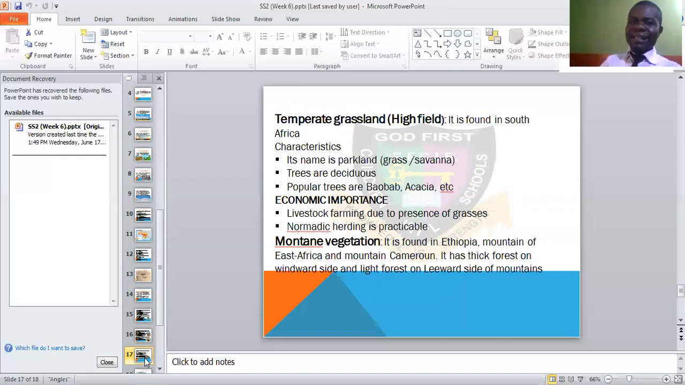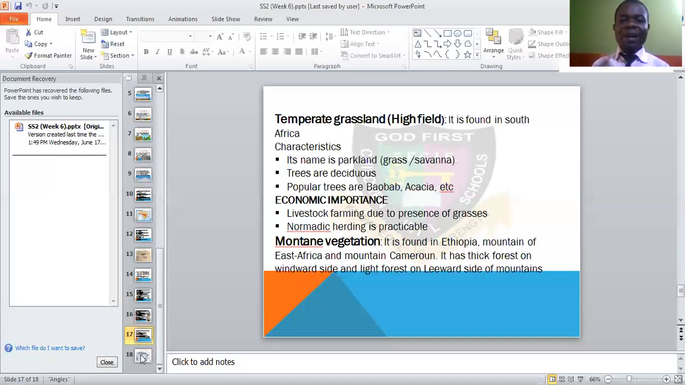The last one is the montane vegetation. Montane vegetation is found in Ethiopia, the mountains of East Africa, Mount Cameroon, and so many others. This one is associated with mountainous areas. It has thick forest on the windward side. I've discussed the windward side the other day. The side that wind can affect, and then the leeward side is the side that has shelter against the movement of the wind. That's what we mean by that.